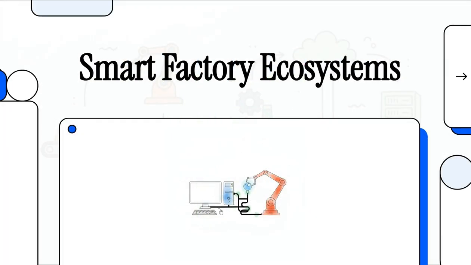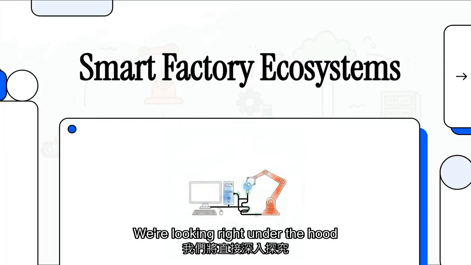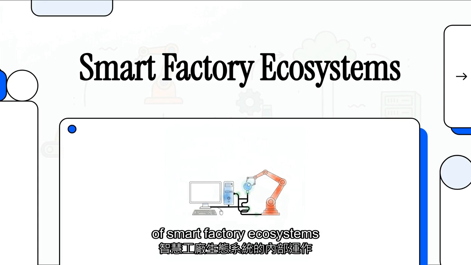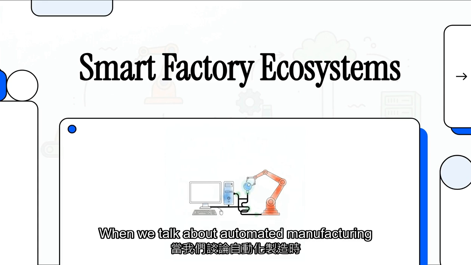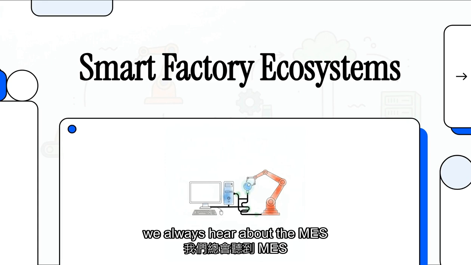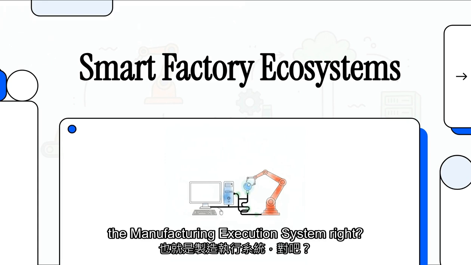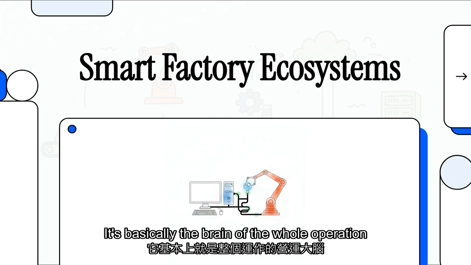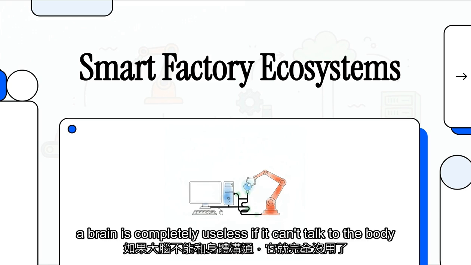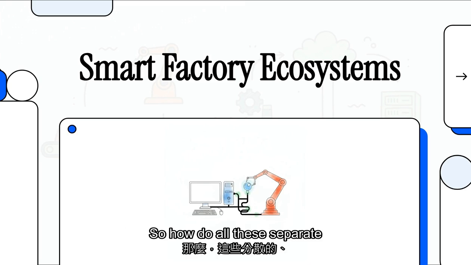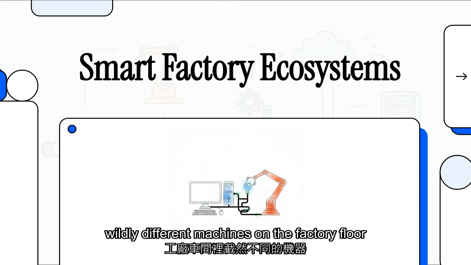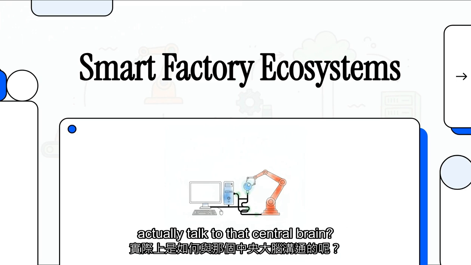Welcome to this explainer. Today, we're doing something really cool. We're looking right under the hood of smart factory ecosystems. When we talk about automated manufacturing, we always hear about the MES, the Manufacturing Execution System, right? It's basically the brain of the whole operation. But hey, a brain is completely useless if it can't talk to the body. So how do all these separate, wildly different machines on the factory floor actually talk to that central brain?